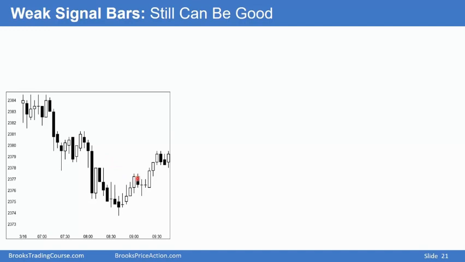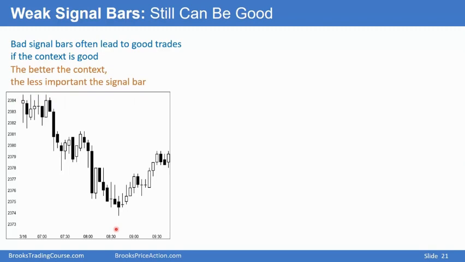Here you got a good-looking sell signal bar, but the context is bad. We just had a reversal up. Good sell signal bar, but bad context, bad trade. And at the low, we got a good reversal up, but look at the buy signal bar. It has a bear body, prominent tail on top, not a good-looking buy signal bar, yet it resulted in a profitable trade. If the context is good, even a bad signal bar, one that looks like this, can lead to a good trade. The better the context, the less important the signal bar.